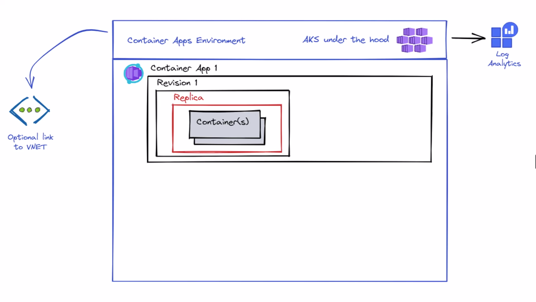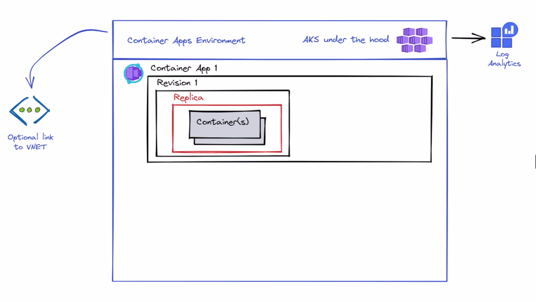And my actual web UI container will run in a replica. And you can compare a replica to a pod on Kubernetes. In fact, that's actually what it is. And depending on scaling rules that we set, I will get one or more replicas within that revision.